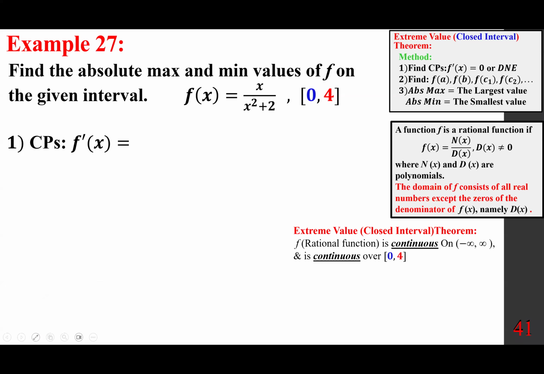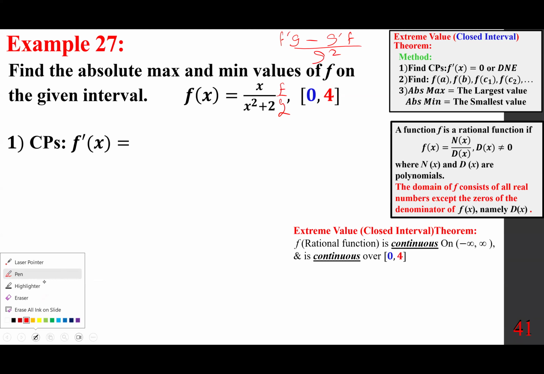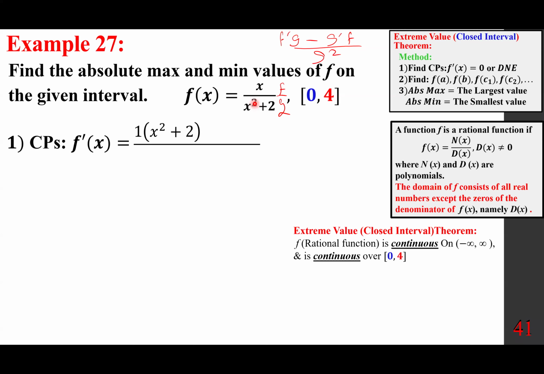To find f prime, we are looking at f over g, and therefore the quotient rule, f prime g minus g prime f over g squared, and therefore we are going to say 1 times x squared plus 2. The derivative of the bottom is minus 2x times x over x squared plus 2 quantity squared.